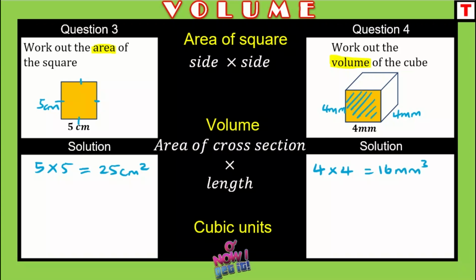And then we can find the volume by multiplying 16 by how long the shape actually is. And we can see that the shape is 4 millimeters as well. So the volume would now be equal to 16 multiplied by 4. And 16 multiplied by 4 is going to give us 64 millimeters and we need cubic units. So this is going to be millimeters cube for our final answer.